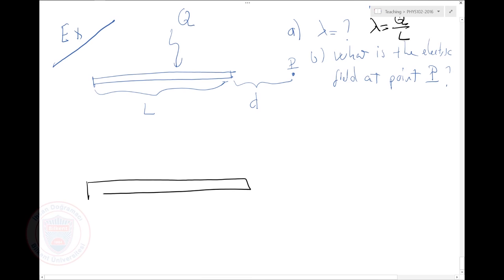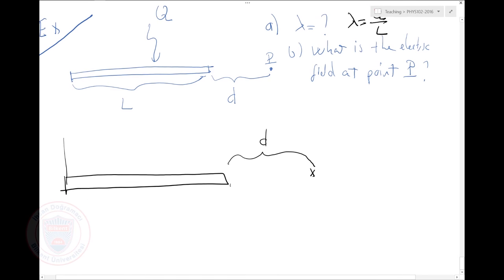Here is how I solve the other part. So I have the distance d. Let me put my origin of coordinates here. So this is x equals to 0. This is x equals to L. Now, if I had small point charges on a line, what would you do to find the electric field? You'd find the electric field by each point charge and add them up.